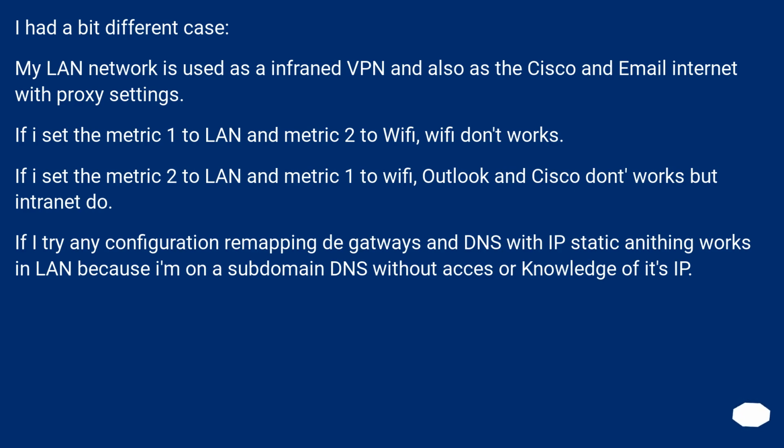I had a bit different case. My LAN network is used as an unframed VPN and also for Cisco and email, internet with proxy settings. If I set metric 1 to LAN and metric 2 to Wi-Fi, Wi-Fi doesn't work. If I set metric 2 to LAN and metric 1 to Wi-Fi, Outlook and Cisco don't work but intranet does. If I try any configuration remapping the gateways in DNS with static IP, nothing works in LAN because I'm on a subdomain DNS without access or knowledge of its IP.